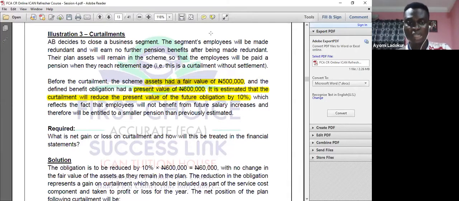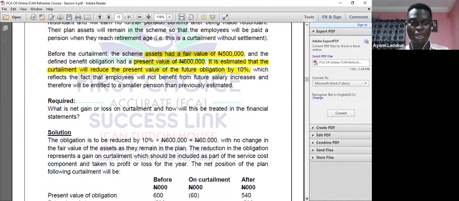Since they will no longer benefit, it's going to be reduced by how much? By 60. So the obligation will be reduced by 60, with no change in the fair value of the asset. The asset will remain the same. So the reduction in the obligation now represents a gain on curtailment. It's a gain which will be included as part of the service cost component, to be taken straight away to profit or loss. It's very simple. So this is how you do it.